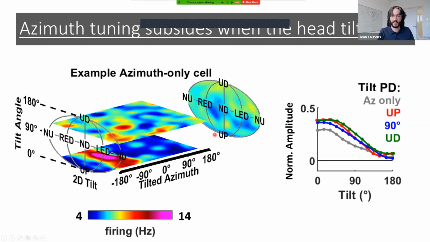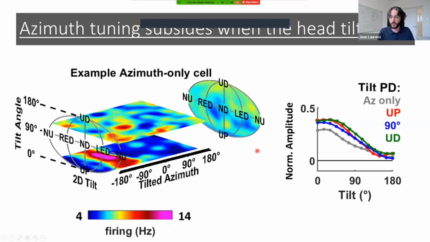This is an example cell that was tuned only to azimuth. It didn't care about tilt. The average tilt tuning curve was flat. When we looked at the azimuth tuning curve, we saw that there was a clear azimuth tuning when the animal was upright, but very much less when the animal was tilted.